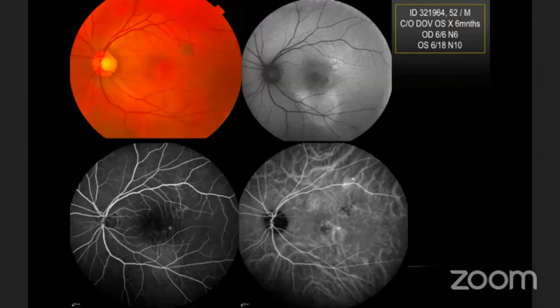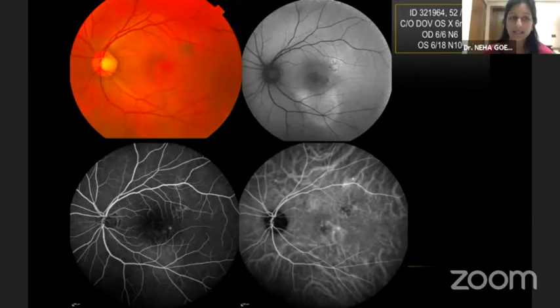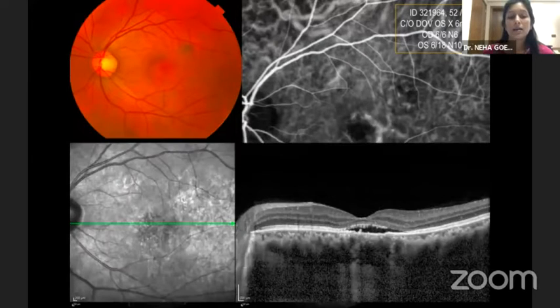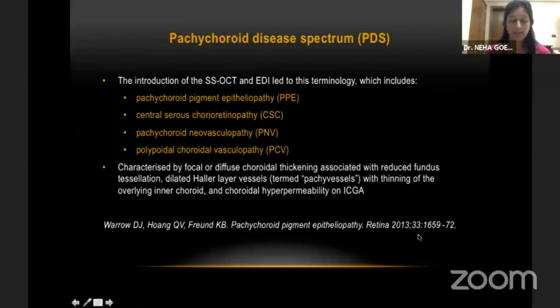This was the other eye of the patient, which was a chronic CSC picture. Here you can see the autofluorescence changes, the pinpoint leak on the FFA, and the choroidal vascular dilatation and hyperpermeability. This is the OCT scan, again showing a thicker choroid and the elongated photoreceptor outer segments pointing to the chronicity.